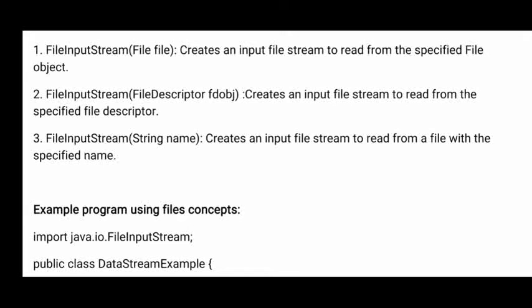Now the next one is FileInputStream(FileDescriptor fdObj). It is nothing but an object. It creates an input file stream to read from the specified file descriptor. For example, if you want to read information from a particular place or a particular paragraph, you can do that by using this constructor.